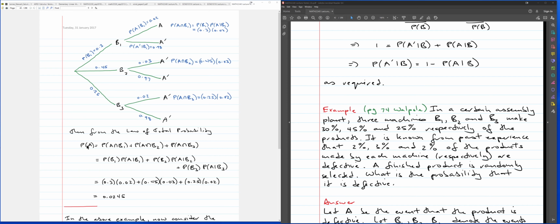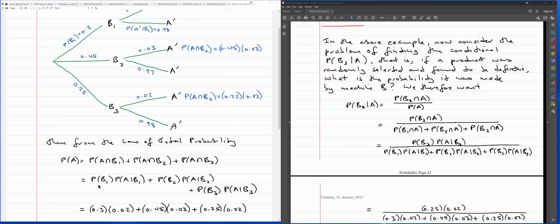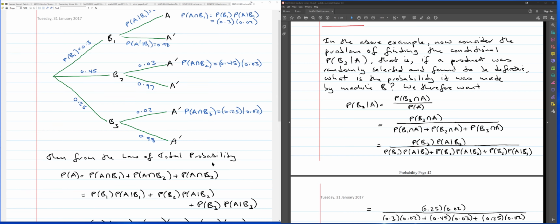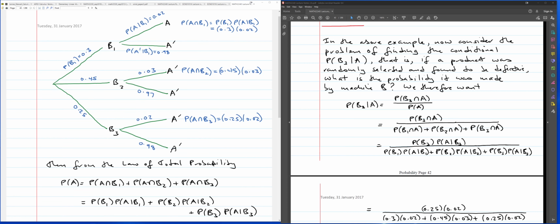Alright, okay, so we saw an example of law of total probability, right? An example of using it is that the probability of A we get in terms of conditional probabilities here, and then normal probabilities. Okay, so now what we want to talk about is Bayes' theorem.